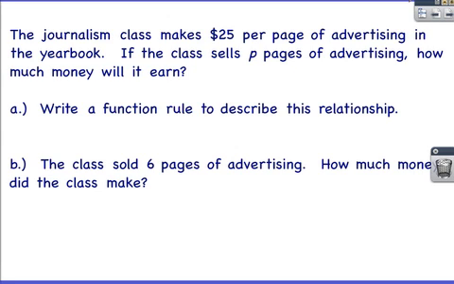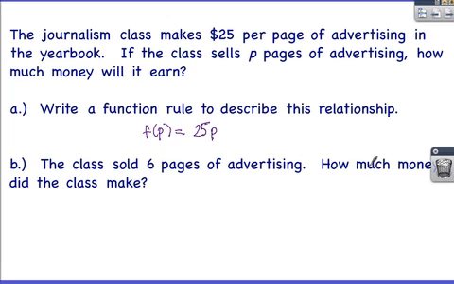The journalism class makes $25 per page of advertising in the yearbook. If the class sells P pages of advertising, how much money will it earn? Write a function rule to describe this relationship. Well, if P is the number of pages of advertising and they earn $25 per page, then the total amount they earn is $25 times P, the number of pages of advertising. And we can say that f of P, since P is our input, equals 25P.